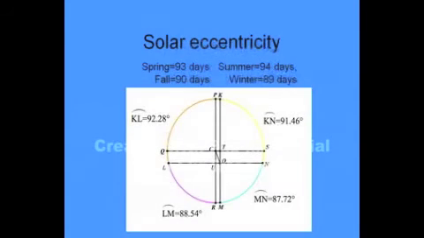I want to take you through the calculation here. So the first thing we do is turn these number of days into degrees. KN, which is spring, turns out to be 91.46 degrees, and I have my other degrees here. And the goal is to figure out how big is CO in relation to the radius of this circle C. That's the solar eccentricity. And this picture is actually not drawn to scale because O is actually very close to C, but it isn't on C, and that's important.